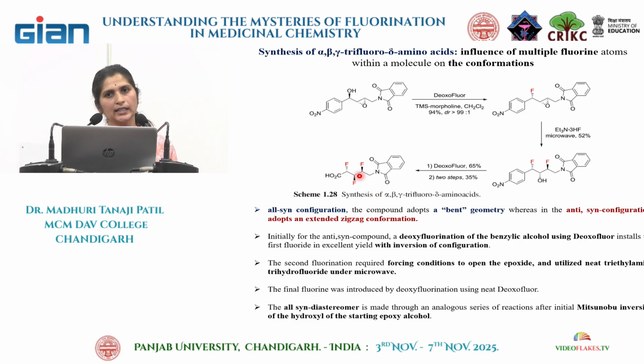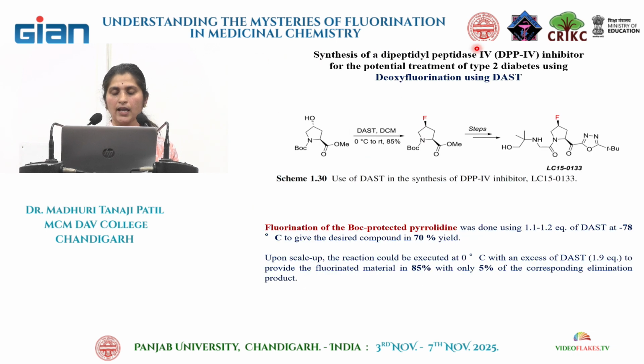If you want all syn, then first you have to do a Mitsunobu reaction. You have to invert that OH and again follow the same sequence. You will get the all-syn 3-fluorine compound. Okay, so that's how you have to do these reactions.